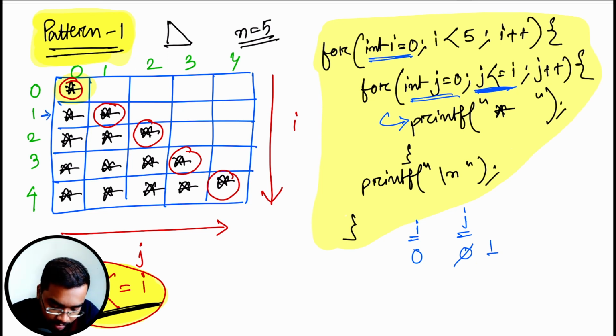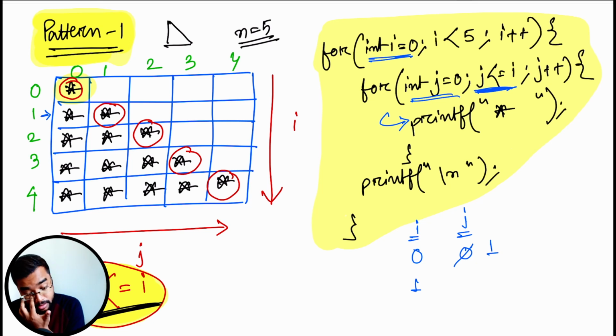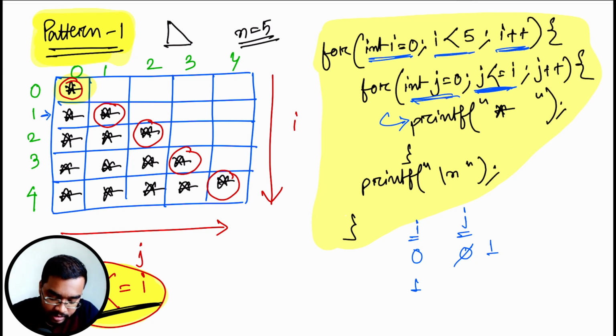Okay. Now i equal to 1. Okay. i equal to 1 because i plus plus, i less than 5, correct. Then again j equal to 0. j equal to 0. That means this is going to be printed.